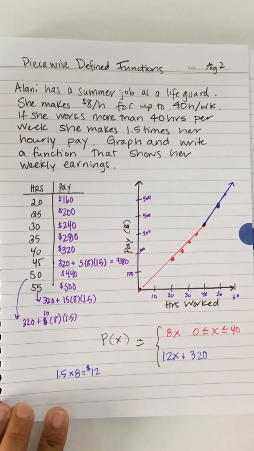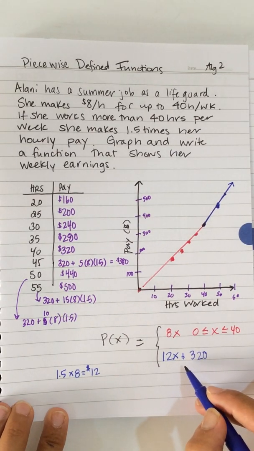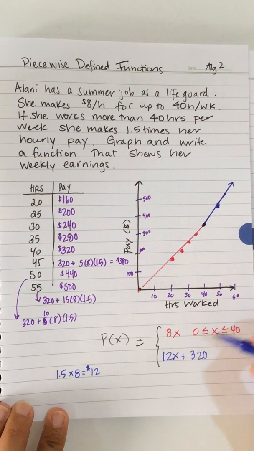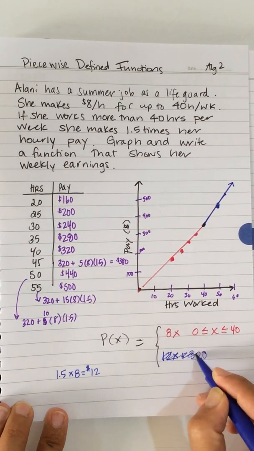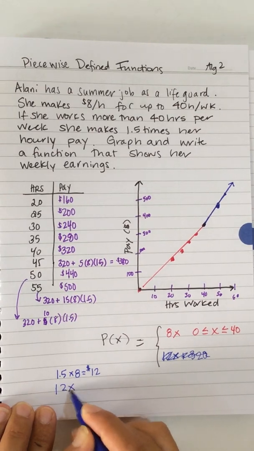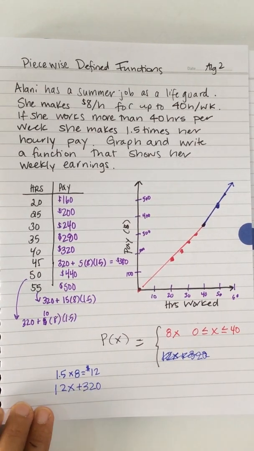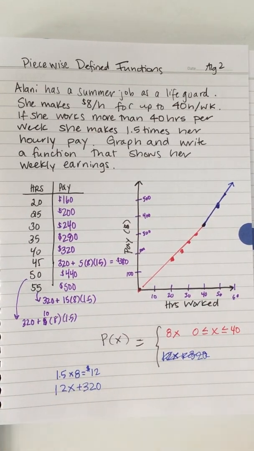And that's how you could find every point here. Except we'd have to differentiate here. What is x, right? Because we're changing x. We're actually going to have to change this. Let me erase this. I'm going to write that here: 12x plus 320. So that would give us her total amount she makes.